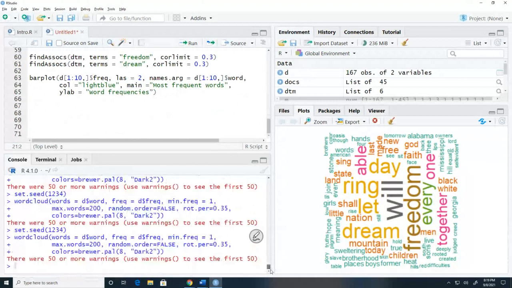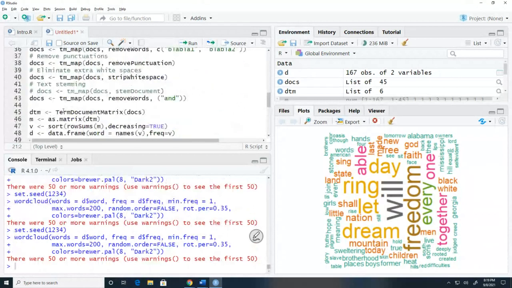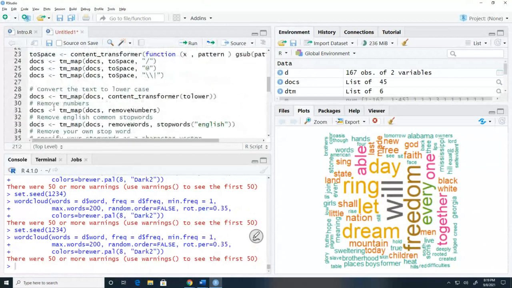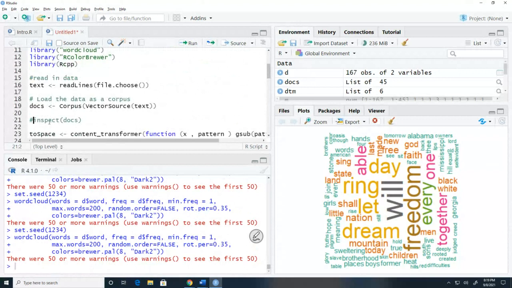Sorry, so which one am I doing? What do I do? So, all right, do that. Towards the top, there was inspect, and that wastes a lot of your console. So if you just put a hashtag there, when you run everything, it will show a convenient amount.